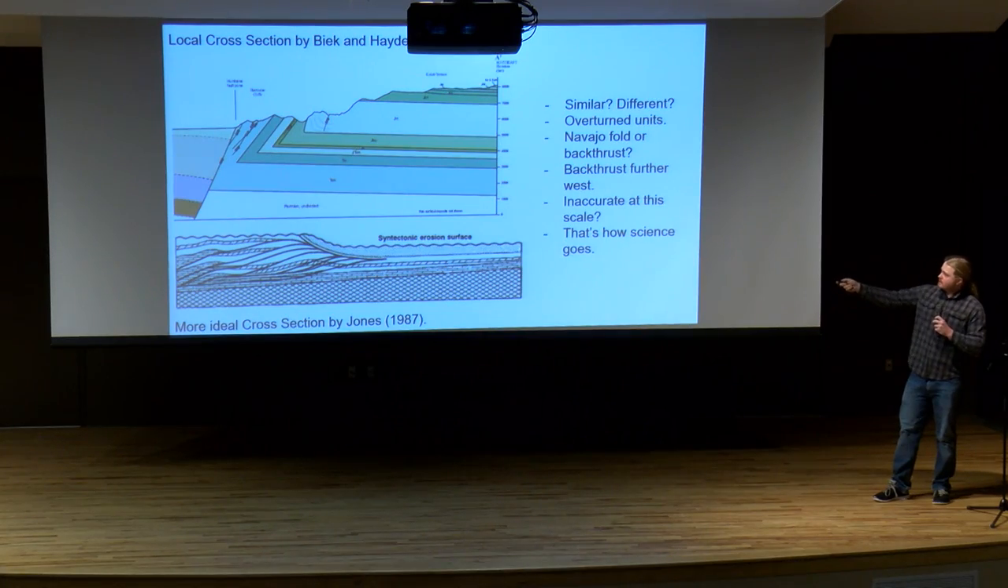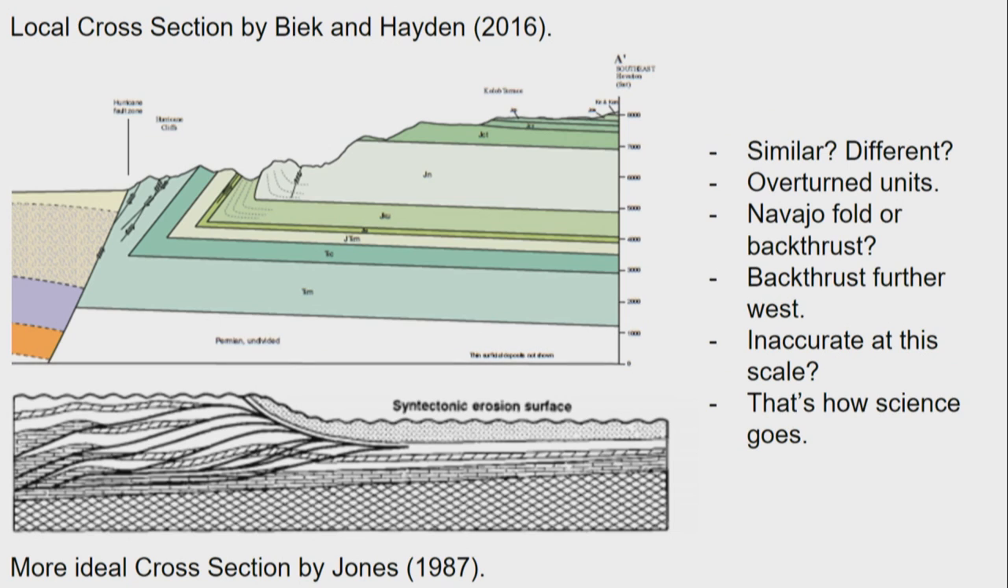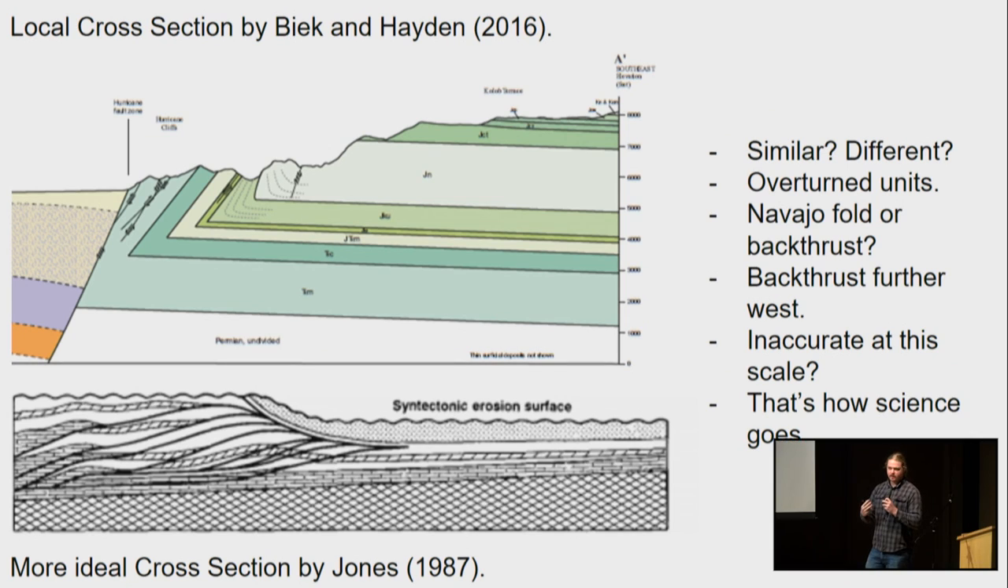So this is a cross-section by Beacon Hayden, the same people that did that map. And it's done at a different scale, like I said. So there's some questions as to whether this is entirely accurate at the scale that we're trying to look at. And the next step for me would be to make my own cross-section at a much higher resolution and try and see if there really is a triangle zone there.